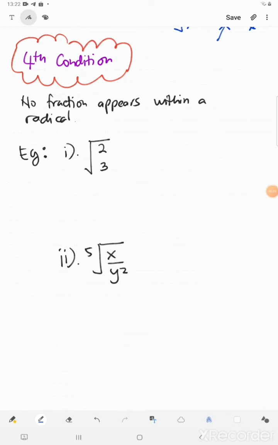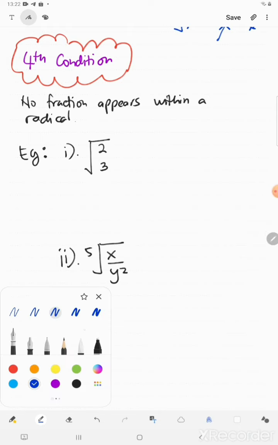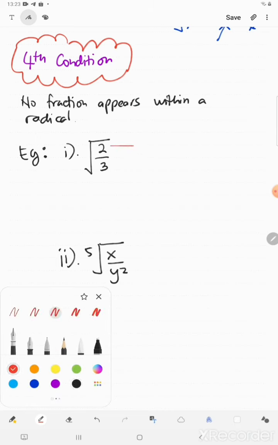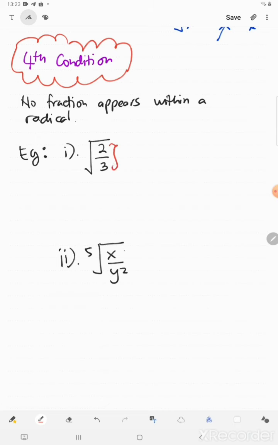Okay, this is fourth condition. No fraction appears within a radical. Means that, Meda lupa nak letak. Okay, maksudnya tak boleh ada fraction dalam radical. Okay, sekarang kita nampak ada fraction ni. Okay, so which korang kena remove kan. Kena remove ni fraction dalam radicals. Ni pun tak boleh ada.